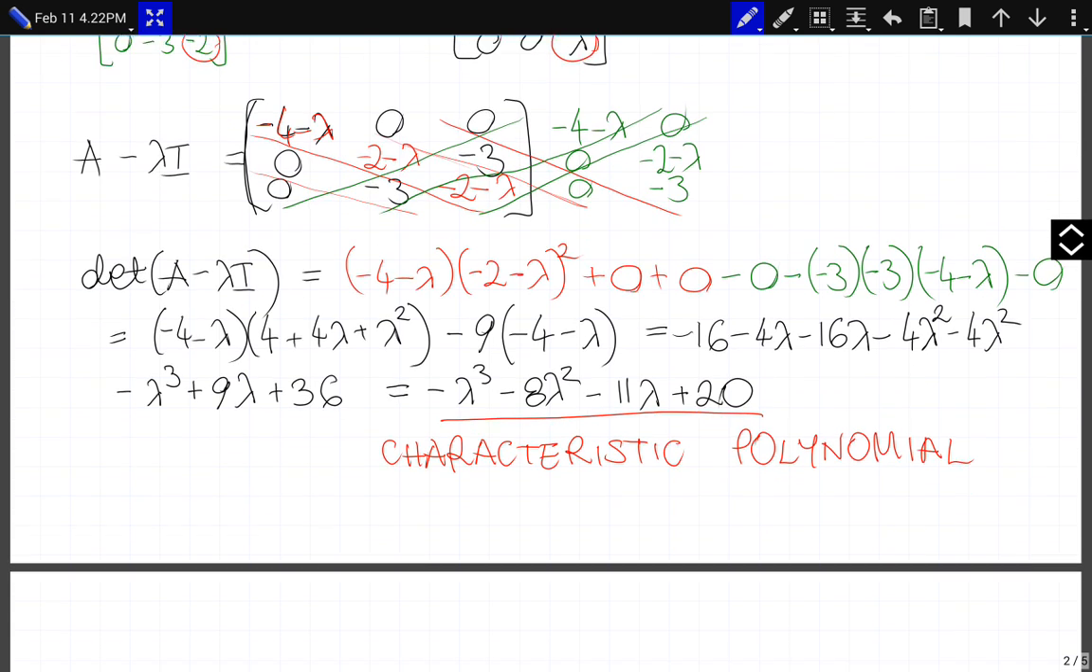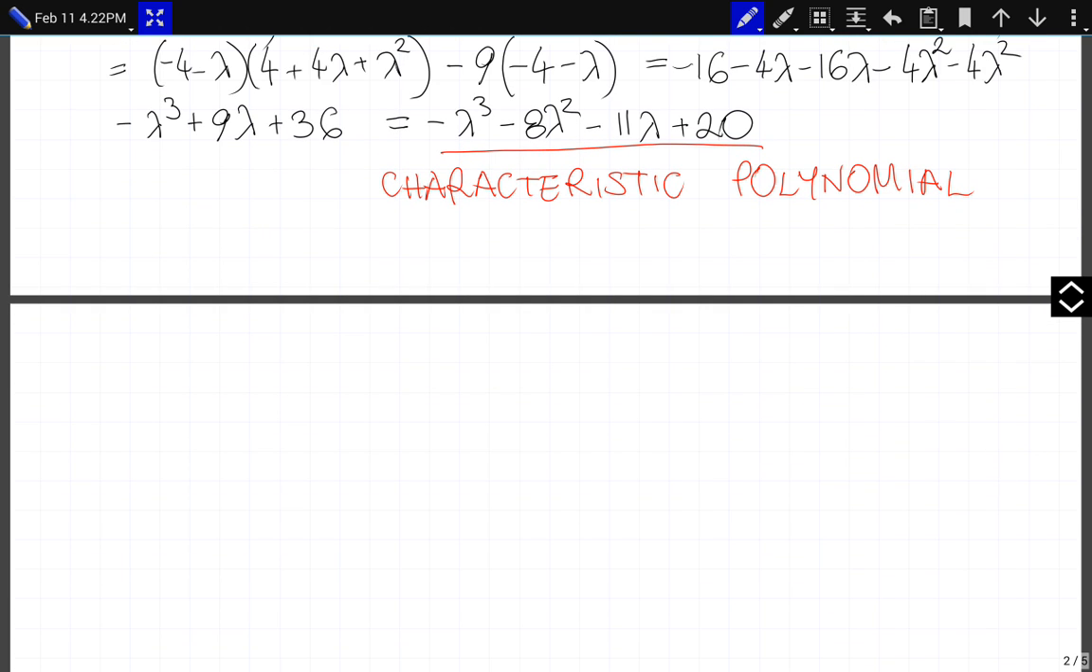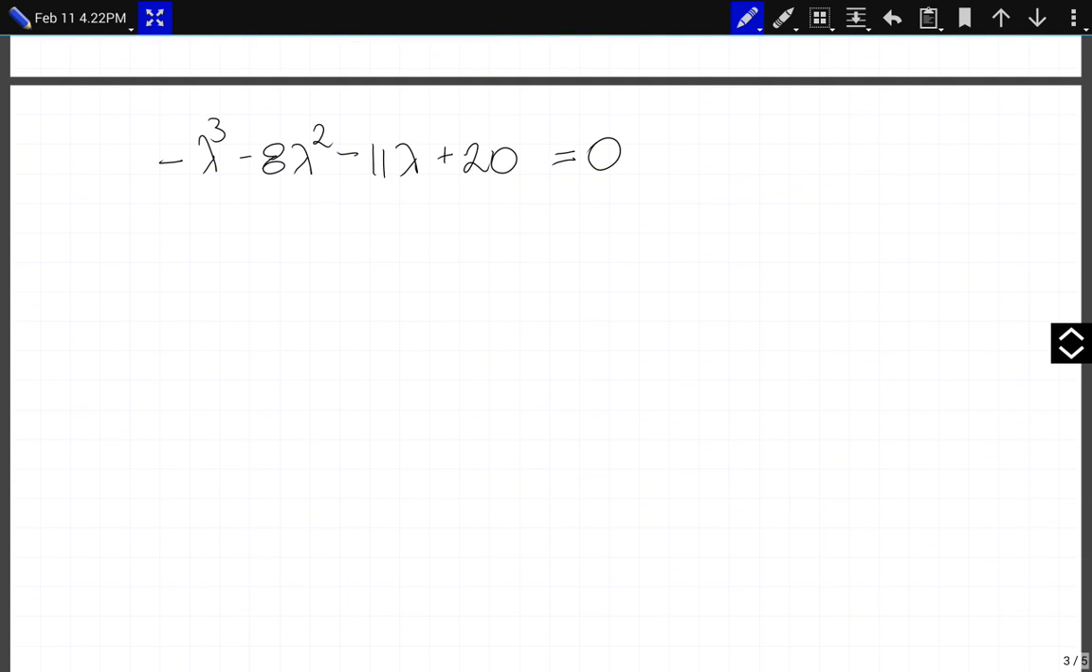Now, as we said earlier, in order to get the lambdas that are actually our eigenvalues, we need the characteristic polynomial to be equal to 0. So we need to find the roots of it. We're going to rewrite it here: minus lambda cubed minus 8 lambda squared minus 11 lambda plus 20 equals 0. Now there is this very nice method of finding our roots. We're going to just write down the coefficients of the polynomial. So we have minus 1, minus 8, minus 11, and 20. And we're going to make this little table here.